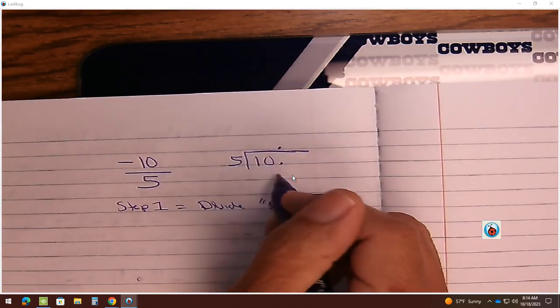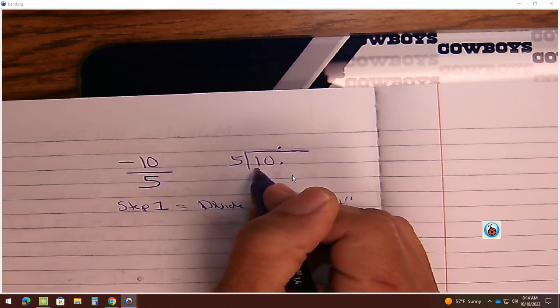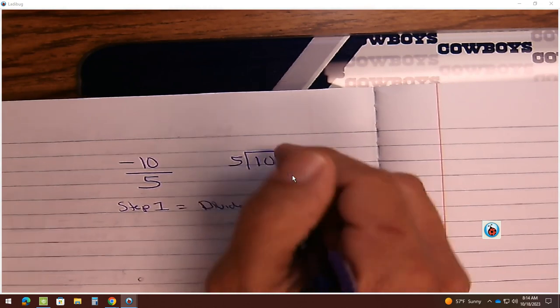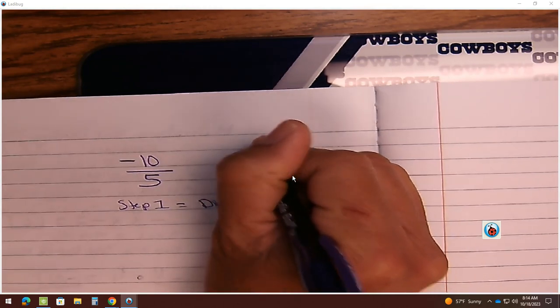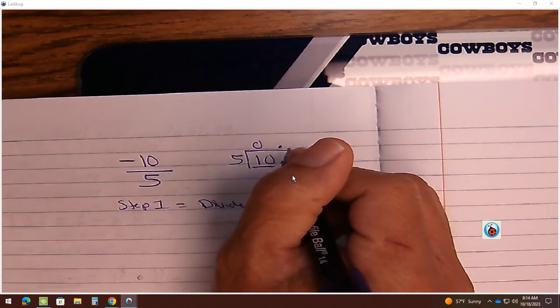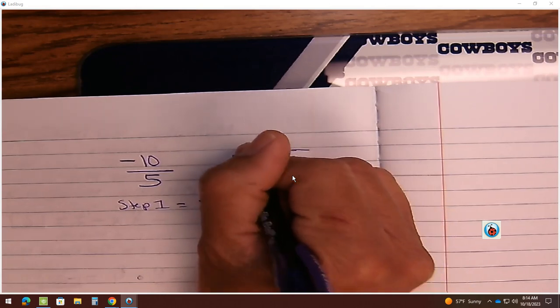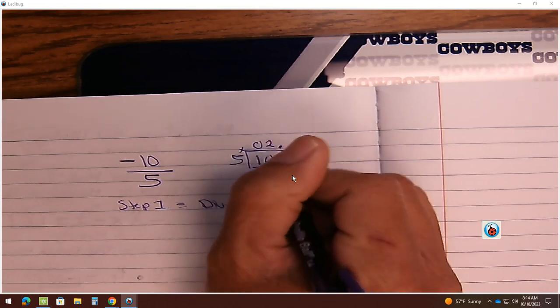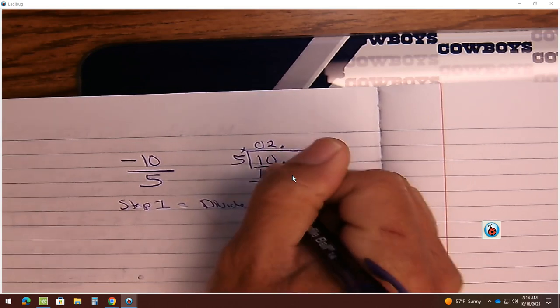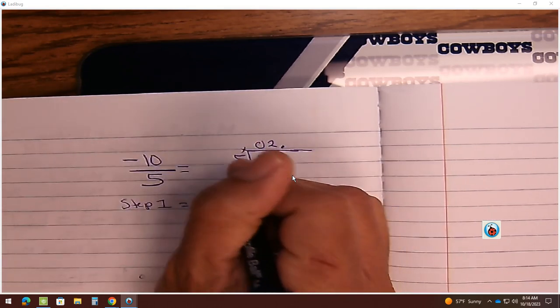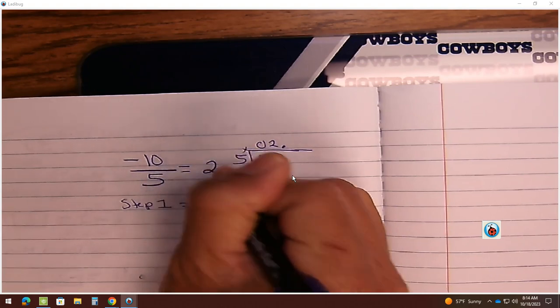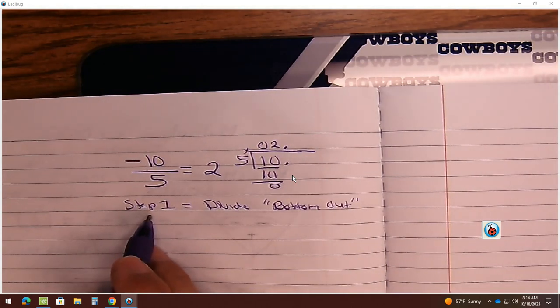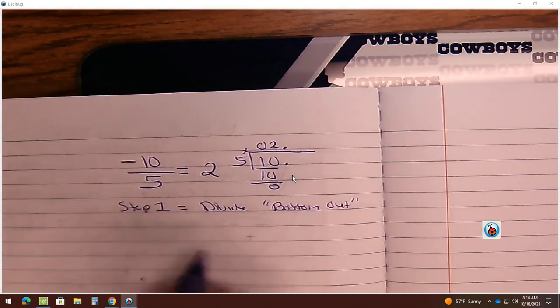And we start dividing. 1, is that enough? No. 10, is it enough? Yes. 5 times what gives me 10? 2. So negative 10 divided by 5 for sure is what? 2. That was step 1. Just divide, bottom out like you always do.